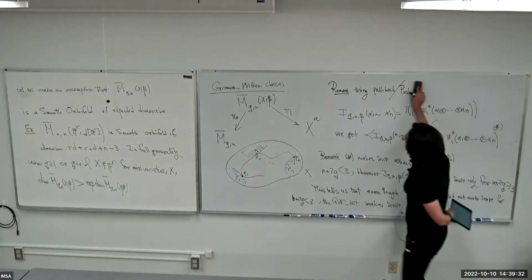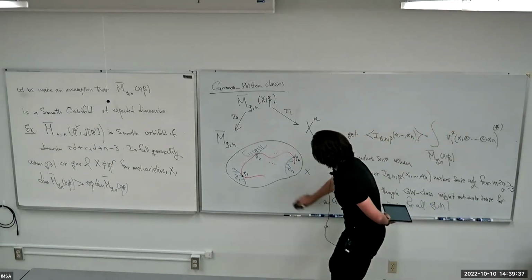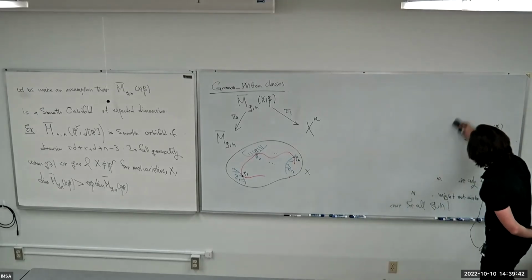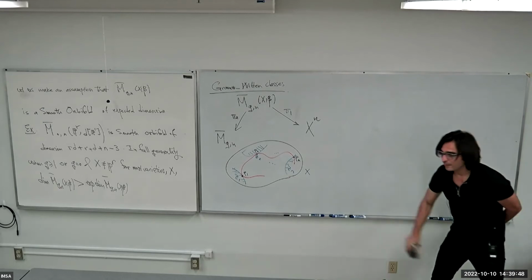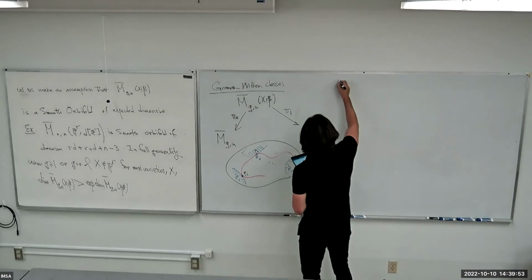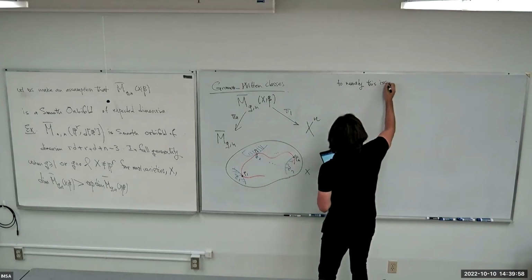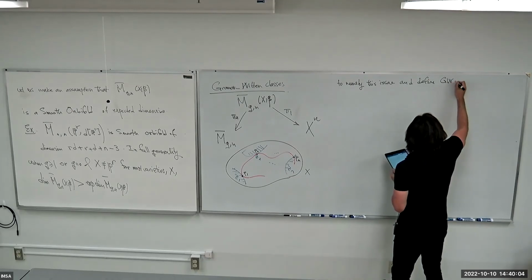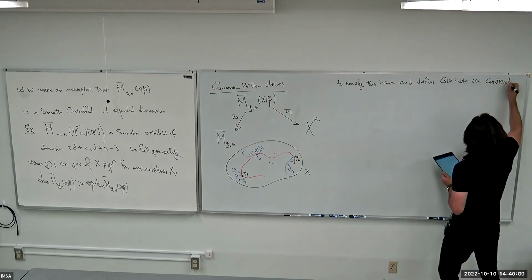Okay, so that. I still need this picture, so I keep it. Okay, so that's that. And so in general, this is not as smooth. To remedy this issue, and define Gromov-Witten invariants, we construct the virtual fundamental class.